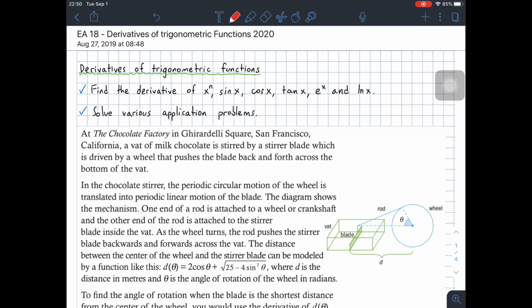Okay, so objectives: find the derivative of x to the power of n, which is the first one we studied. These three are the new ones for today, and these two are the ones that you already know. And then solve various application problems.